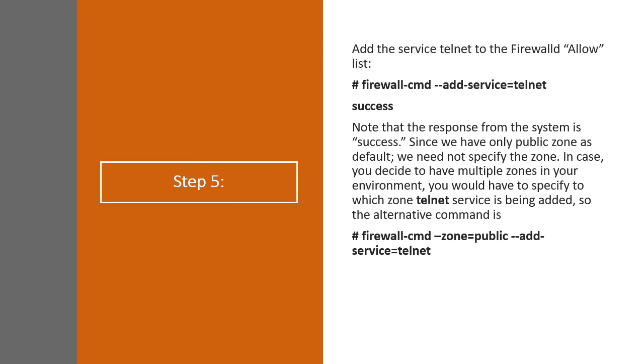Step 5. Add the service telnet to the firewalld allow list. And how do you do that? The command is firewall-cmd --add-service=telnet, and the response that you get is success. Note that the response is success. Since we have only the public zone as default, we need not specify the zone. Remember that in case you decide to have multiple zones in your environment, you have to add telnet in each zone. For example, to add to a specific zone: firewall-cmd --zone=public, you can add other zones as well, trusted or internal, and --add-service=telnet.